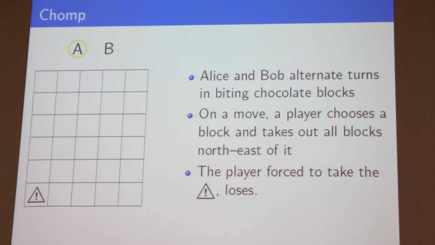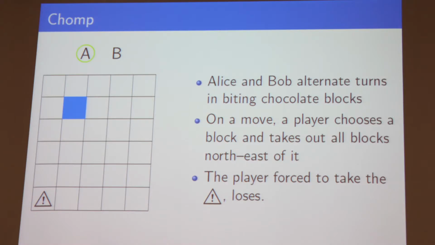We'll do an example in a second. What is the goal? The player forced to take that dangerous square loses. So you want to avoid that bottom left square. If you are forced to take it, you lose. Let's look at the sample game.